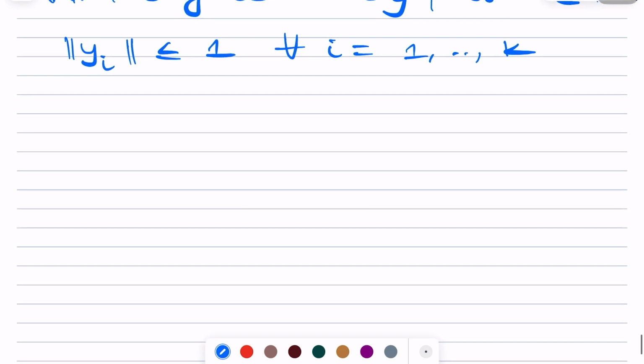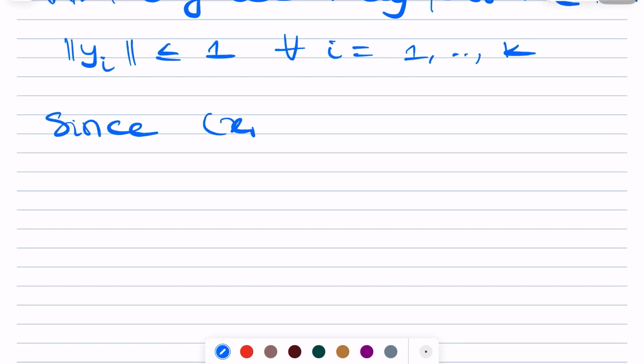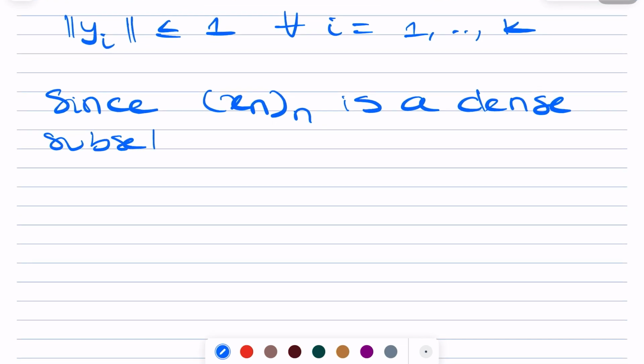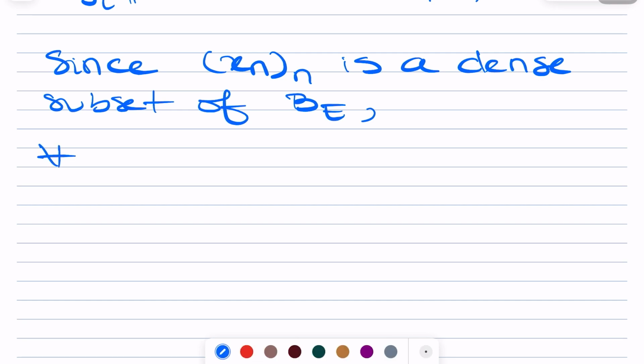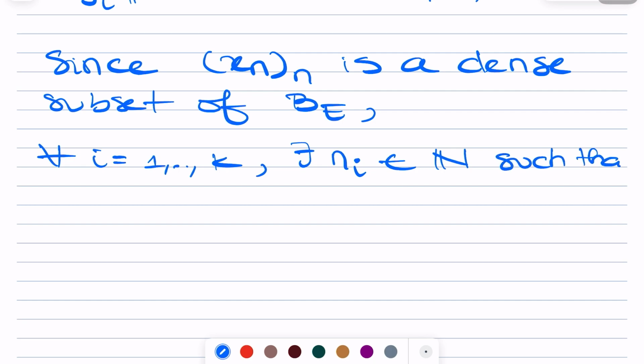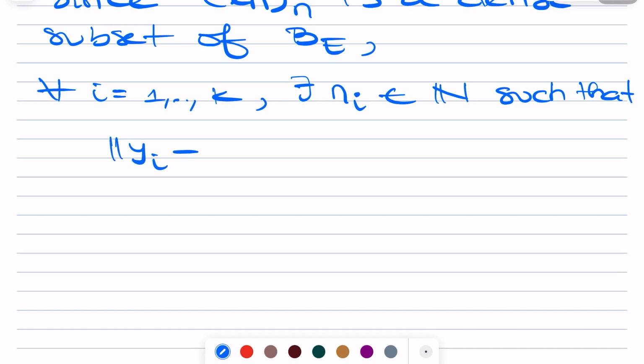Okay, so now since xn is a dense subset of the closed unit ball in E, for every i moving from 1 up to k, there exists say ni in N such that the norm of yi minus x_ni is small. Remember what I said in the beginning: being separable means that no matter where you are, you can always find a friend close by that you can visit.